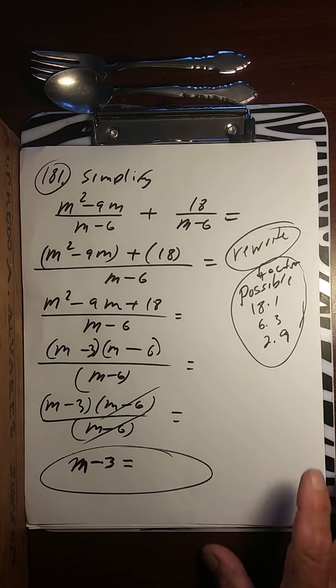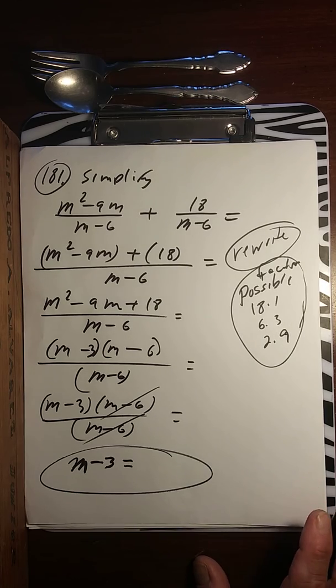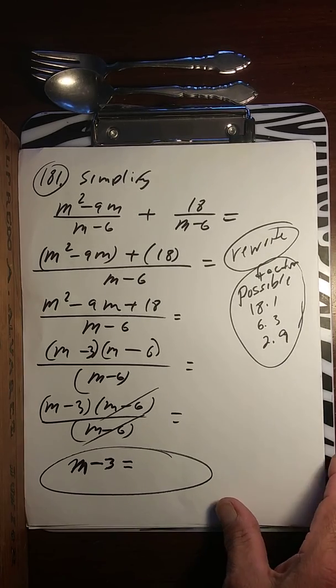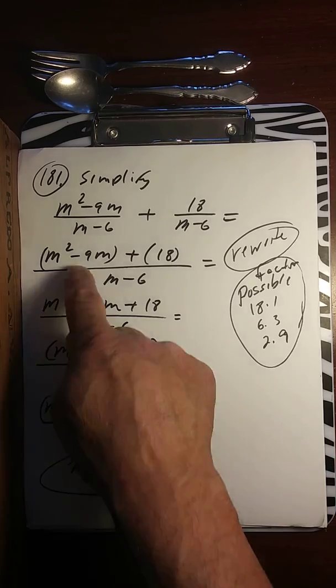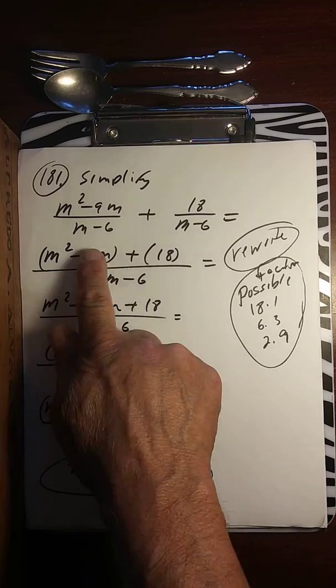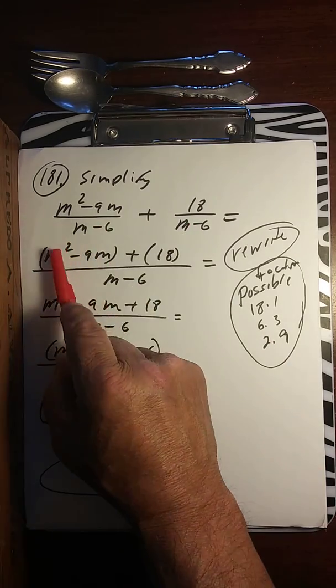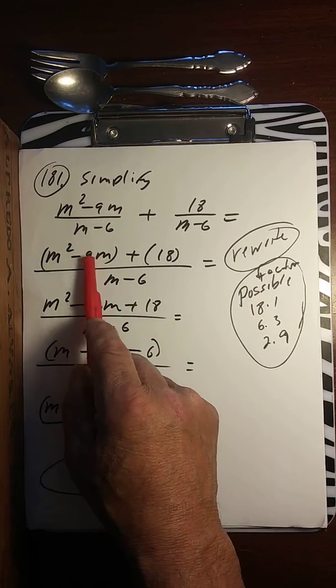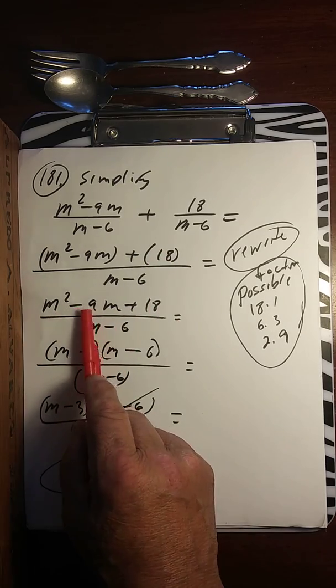Alright, this one. Number 181. Let's see. It says add the numbers together. Okay, so there's two fractions. We're going to add them together. Since there's the same denominators, you just put them together as one big fraction. M squared minus 9n plus this. M squared minus 9n plus 18.